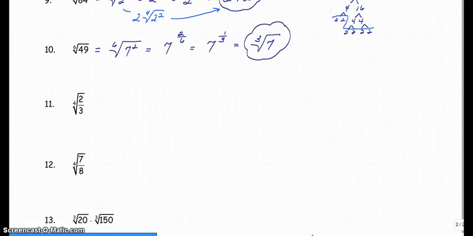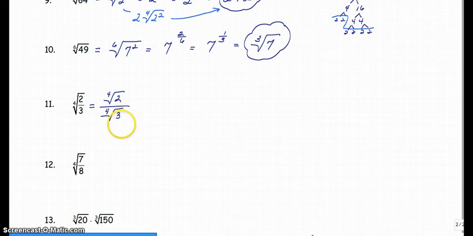So now let's look at problem 11. This time we have a fraction under a radical. We don't want to leave it like that. So just like with square roots, we're going to break this apart. We would have the fourth root of 2 over the fourth root of 3. Now I need to rationalize, get that radical out of the denominator.